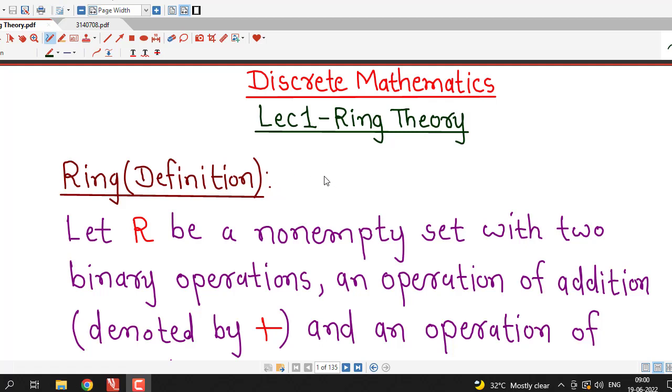Hello friends, I welcome you to lecture number 1 on ring theory. In this lecture we are going to introduce a new algebraic structure known as ring.